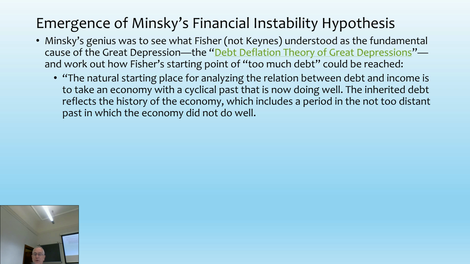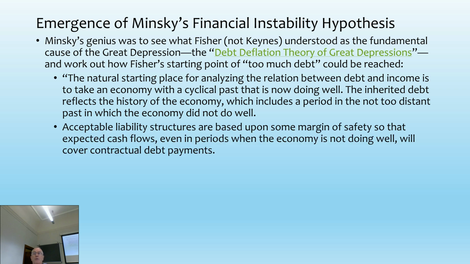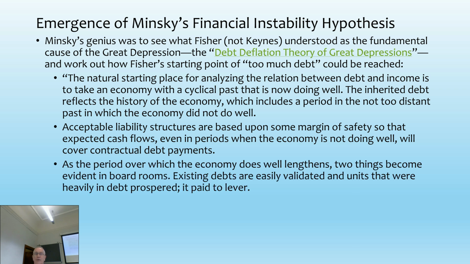And his logic was, again, this is the thing I quoted to you in the last lecture, the natural starting place for analysing the relation between debt and income, a relationship which neoclassicals don't believe exists, is to take an economy with a cyclical past, which is now doing well. And then you have a debt structure that it inherits, which includes a period where it didn't do so well. So there's a crisis in the recent past. But because you're now being very conservative about your level of exposure to debt and credit problems, only conservative projects are going to be funded.